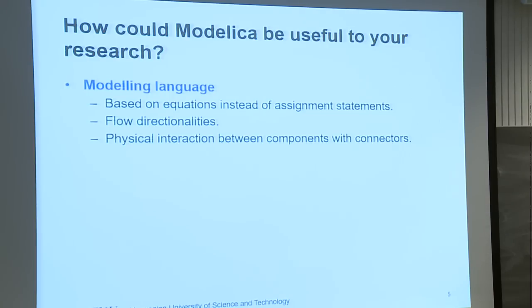You have flow directionalities, which is the opposite of what you have in Simulink. In Simulink, you only have information flow. So the flow direction is defined. In Modelica, you have a real, actual flow, and it calculates everything based on a flow. And you have a really nice hierarchic building of the models. And that is, in my opinion, the nicest thing about Modelica.